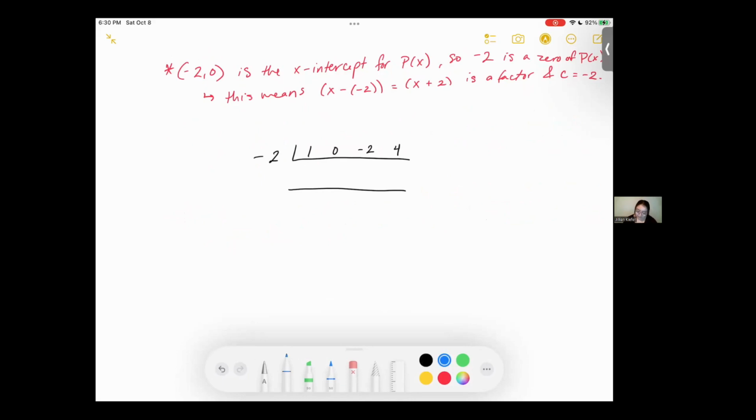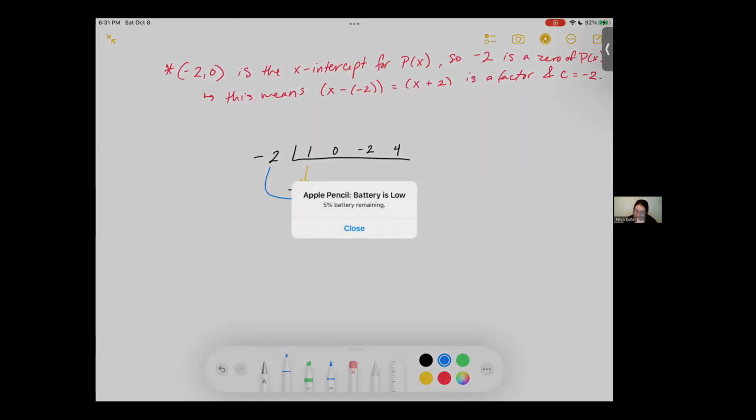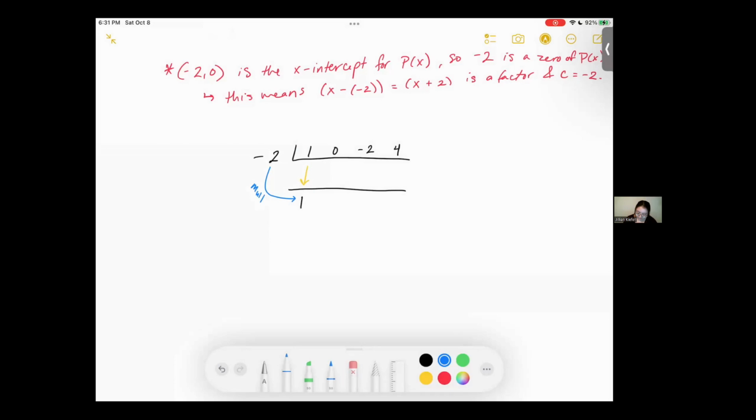So as before, we copy down the first term. I'm going to use a different color for that one actually. We copy down that first term, so that first number just goes straight down to the bottom row. And then we multiply the value of c to that number in the bottom row. So we multiply, and then we write our result in the middle. So -2 times 1 is -2. Then we add the column. And 0 plus -2 is just -2.